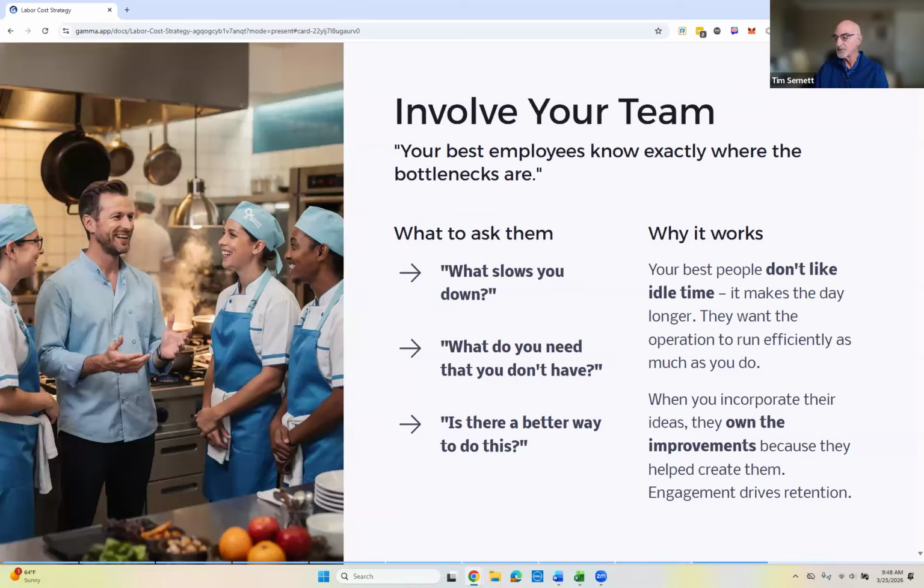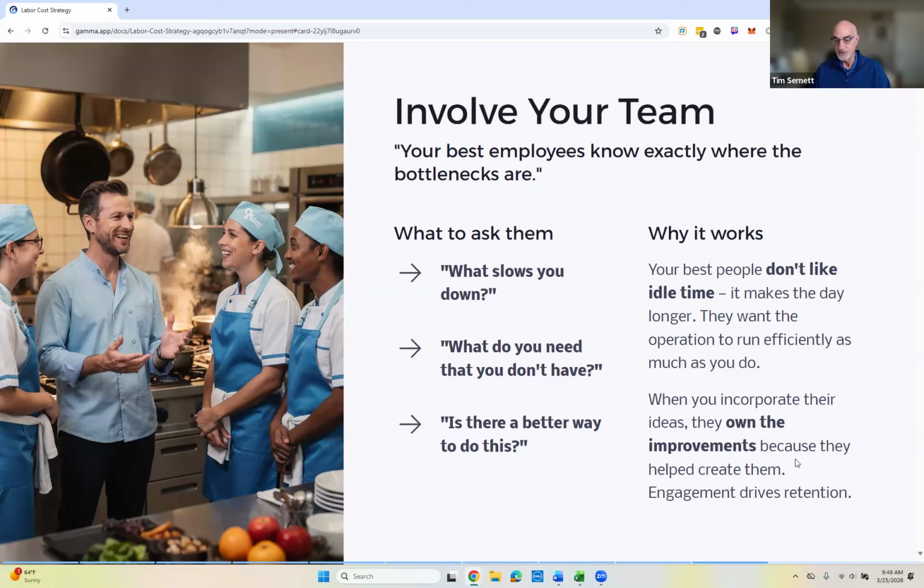Whether you're watching setup, prep, service, or cleanup, the 4 questions that we already reviewed in the previous slide. How long should this task take to complete? Is the job being done in the most efficient way? Could someone at a lower pay rate handle this effectively? What obstacles are preventing faster completion? Sometimes the answer they need is a new piece of equipment. Sometimes it's a better kitchen layout. Sometimes it's just breaking an old habit that nobody ever questioned. Your team has those insights because they're working the line every day. Whenever you incorporate their ideas, they own the improvements because they've helped create them.